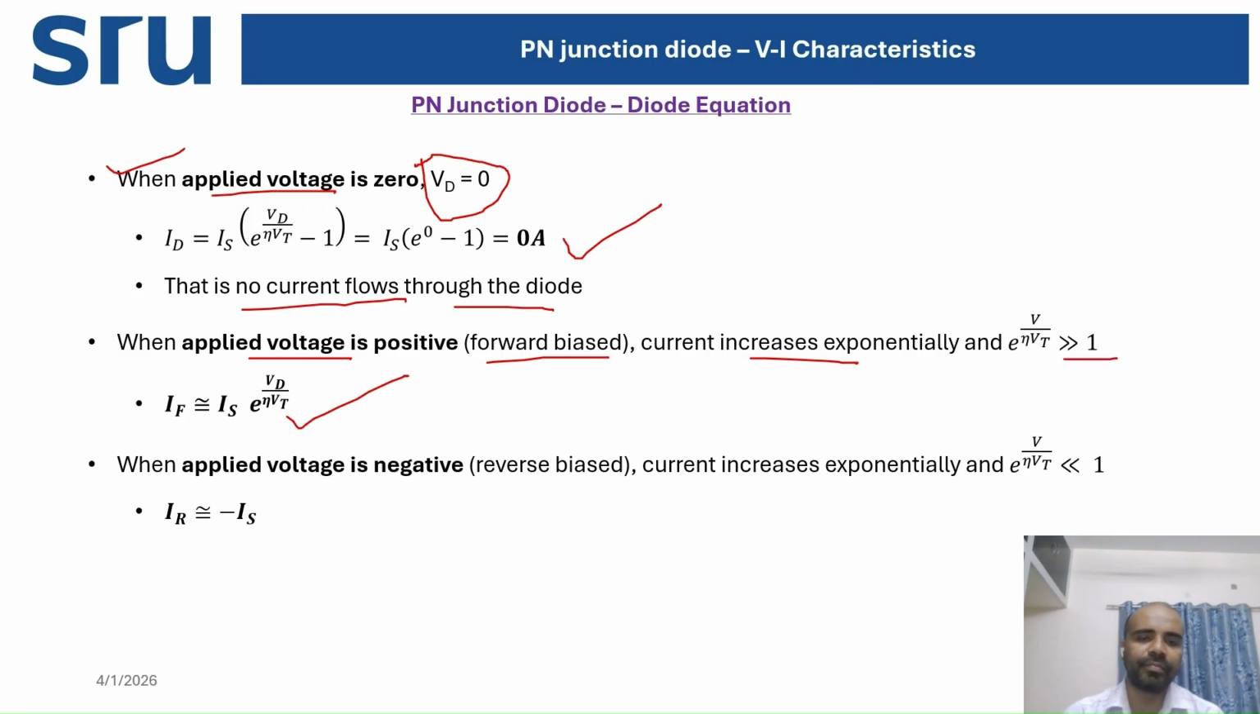At reverse bias, the exponential term is very small, so you will get I_R equal to minus I_S. What is I_S? I_S is the reverse saturation current or leakage current. So this is the IV characteristic of a PN junction diode.